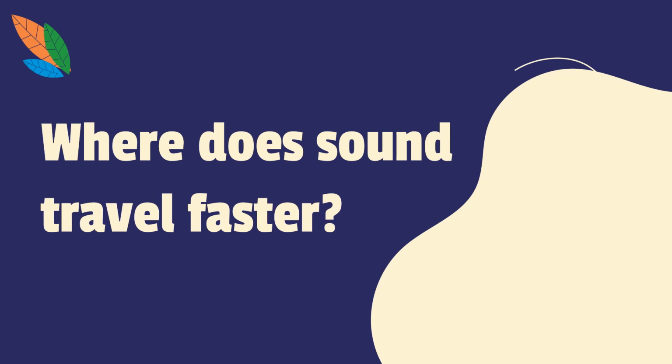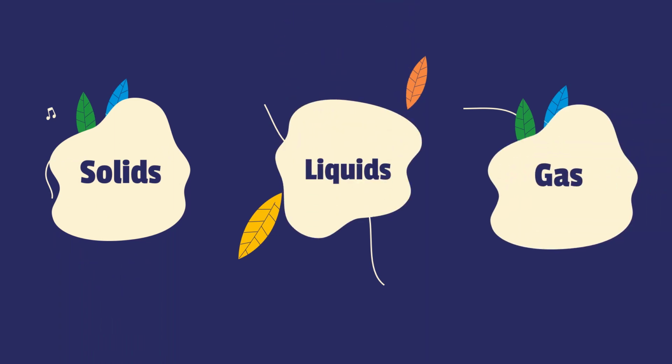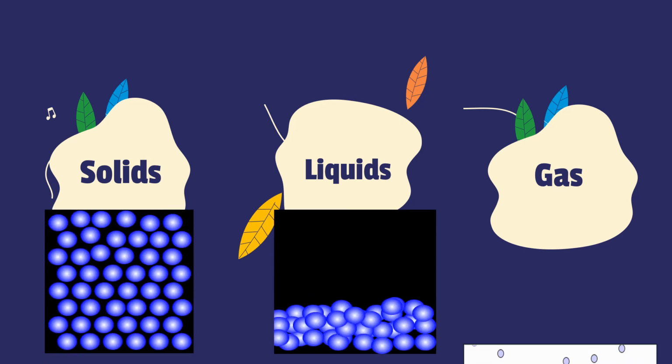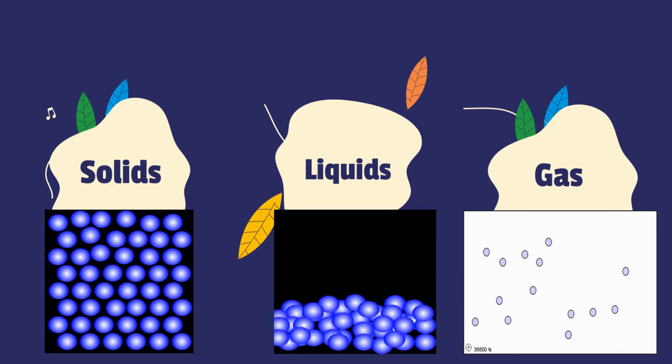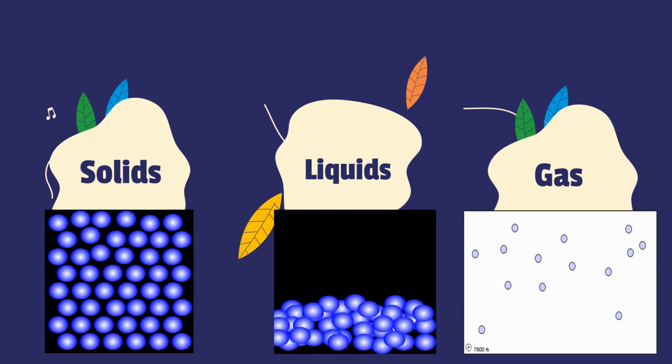Now, na natin kung saan pwedeng sumakay ang sound waves para siya ay makapag-travel, alamin naman natin kung saan pinakamabilis pwedeng mag-travel ang sound. So, para malaman natin kung sino sa solids, liquids, or gases ang pinakamabilis na makapag-travel ang sound, let's take a look back again at the arrangement of their particles. So, kung titignan ninyo, yung particles ng solids, liquids, at gas, malaki yung pinagkaiba nilang tatlo sa isa't isa.